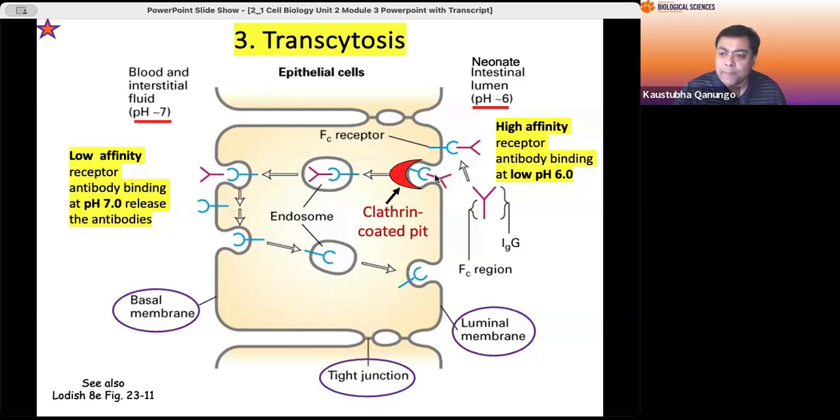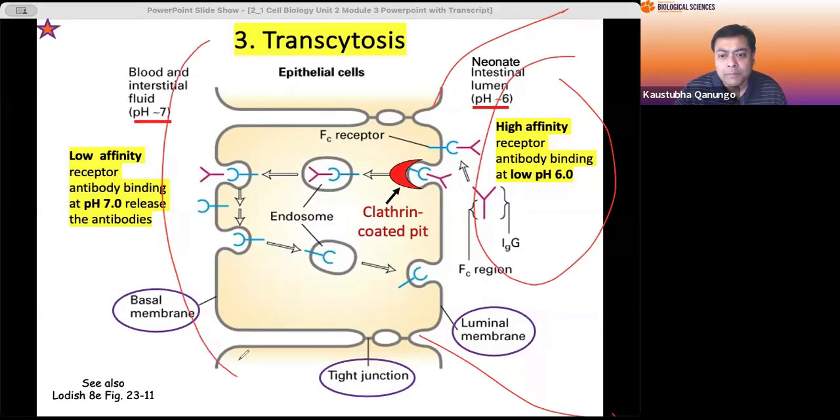So you can see that. And this will end up in a clathrin-coated vesicle. And the antibody is going to be trafficked from the apical surface. Remember that this is a part of the intestine, and we are looking at just that. This is the hollow of the intestine, and this is the blood side. So it is going to be trafficked to the blood side, where you have a pH 7 outside towards the blood side. And here it becomes low affinity with the receptor, and that's why it releases the antibody on the blood side.